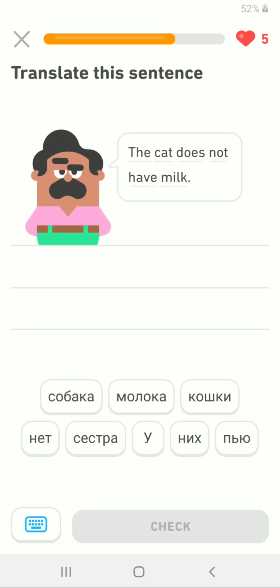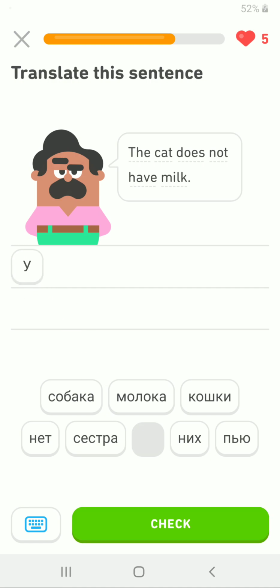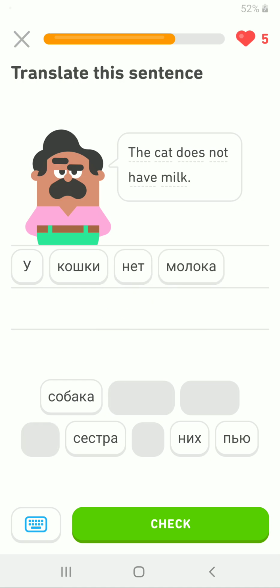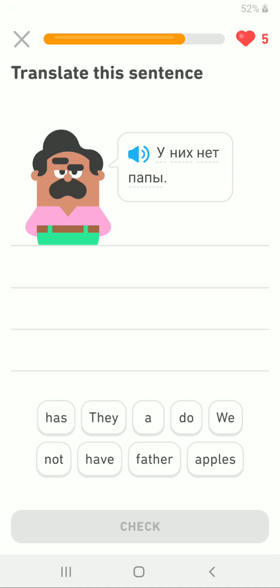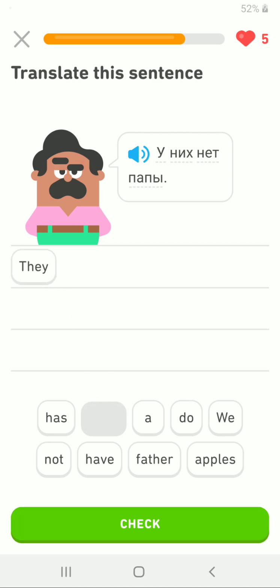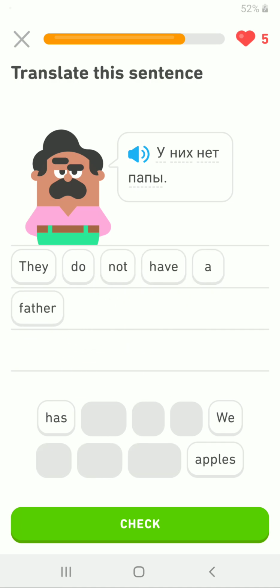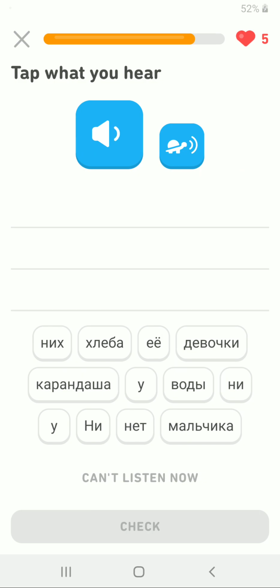And the cat does not have milk. So the cat, кошки. Yeah. It should be кошки because кошка is the nominative form. So у кошки нет молока. Not молоко, but молока. Good. У них нет папы. So, у них, they do not have a father. Папы, not папа. Good.